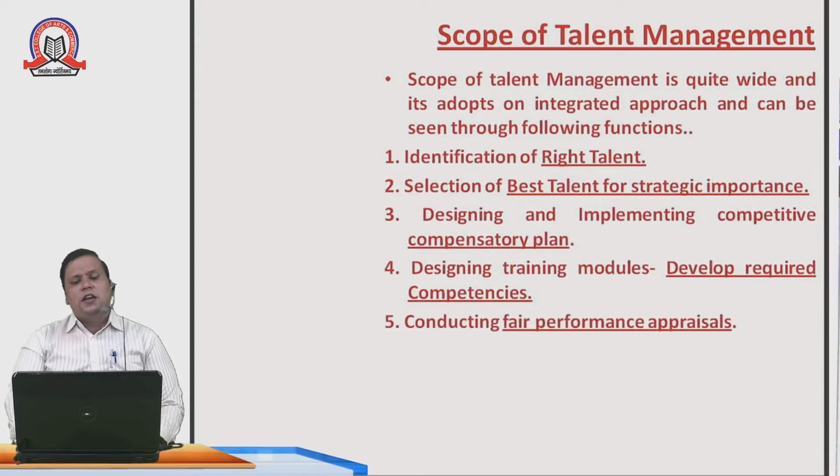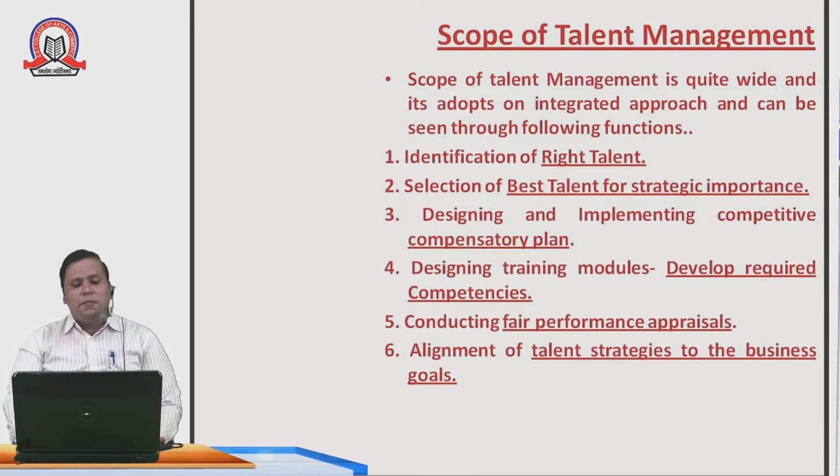Fifth is conducting fair performance appraisal. Now one of the major things in industry or in any company is performance appraisal. Almost all of the employees are disappointed when their performance appraisal does not happen properly. Some people get a 5% hike, some 10, some 50. Why do they get it? Because of their performance, and it should be transparent also, so that everyone knows why person X has got more increment than person Y.